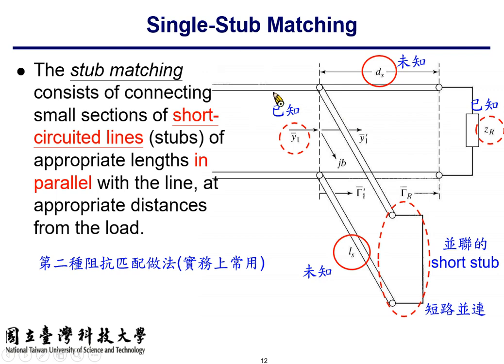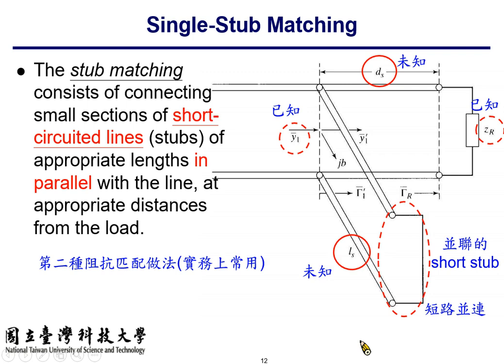technique, single stub matching. As you can see in this figure, the most prominent feature of single stub matching is this, referred to as the stub. It can be formed with a short stub or an open stub. But in the textbook, we usually adopt the form of the short stub.